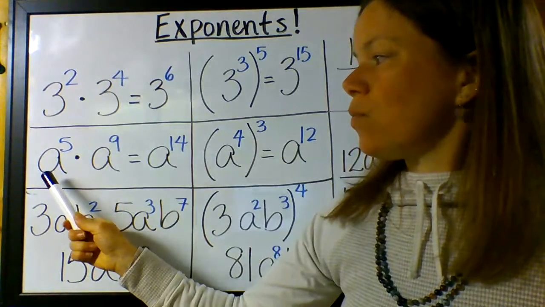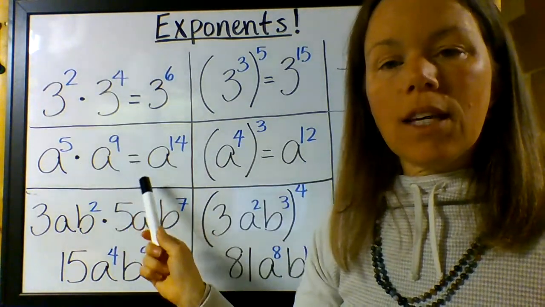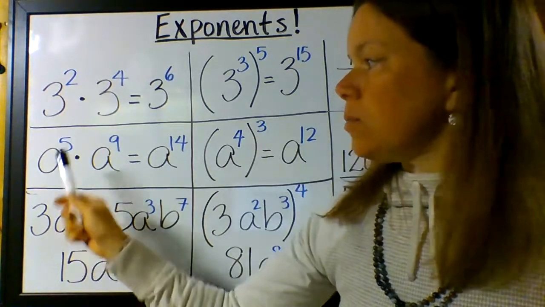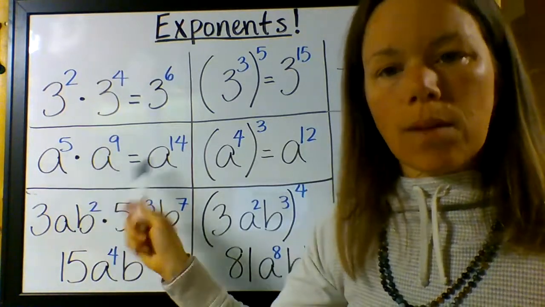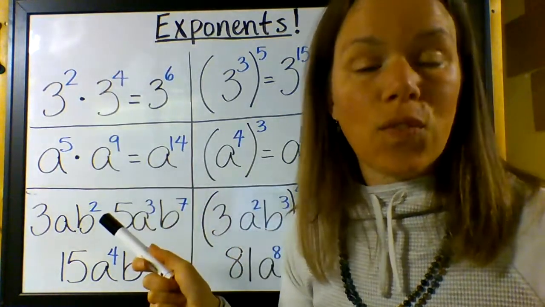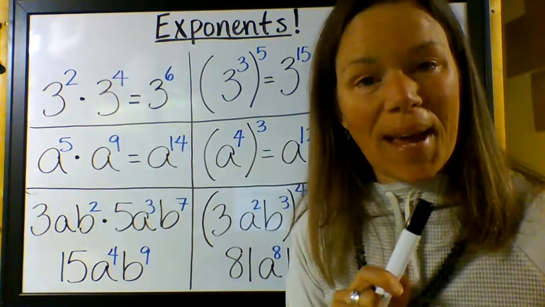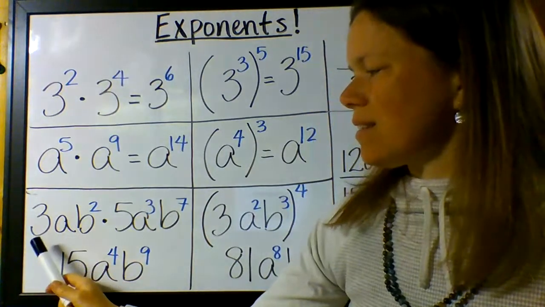So it's the same thing with variables. So a to the 5th times a to the 9th is a to the 14th. This would be a times a times a times a times a times a times a times a times a times a, or the 14 of them all lined up, a to the 14th. Okay? Let's take a look at this example.